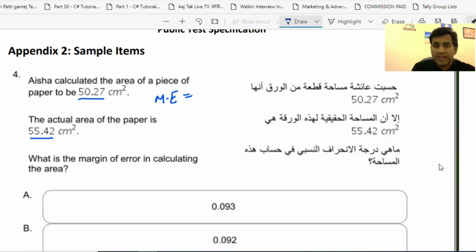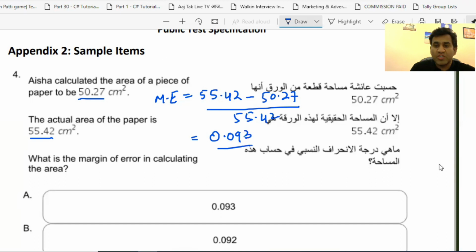So I can say 55.42 minus 50.27 over 55.42. What is the difference we're going to get? If you substitute these values in the calculator, you're going to get the value 0.093. So this is the value which shows the marginal error.